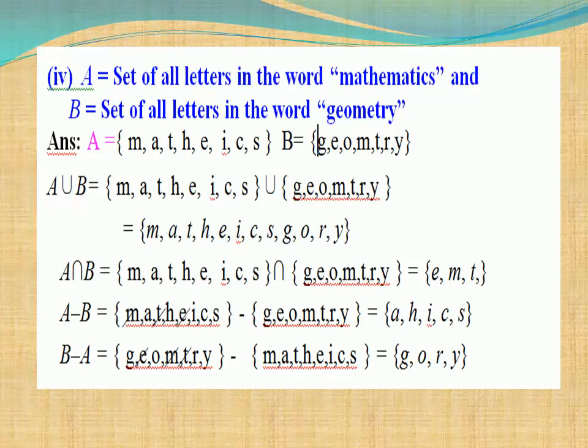Now A minus B. Just cancel the common elements from A and B. Here E, M, T are the common elements. So remaining elements from A is the A minus B. Remaining elements are A, I, C, H, S. Now A minus B is A, H, I, C, S. Next B minus A, cancel the common elements and the remaining elements from B. What are the remaining elements here? G, O, R, Y. This is the B minus A.